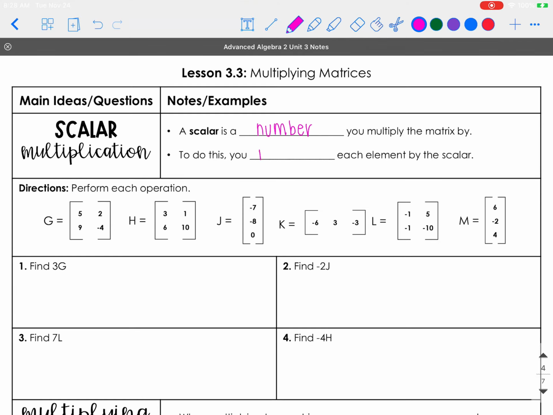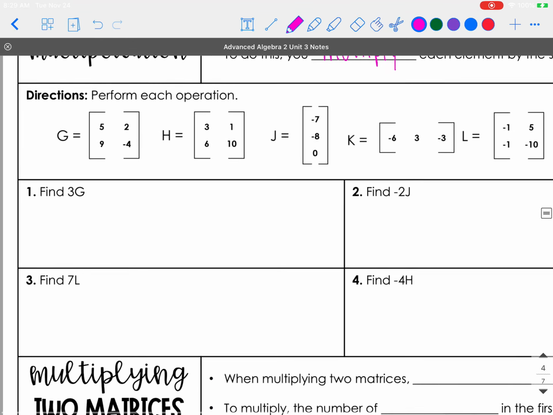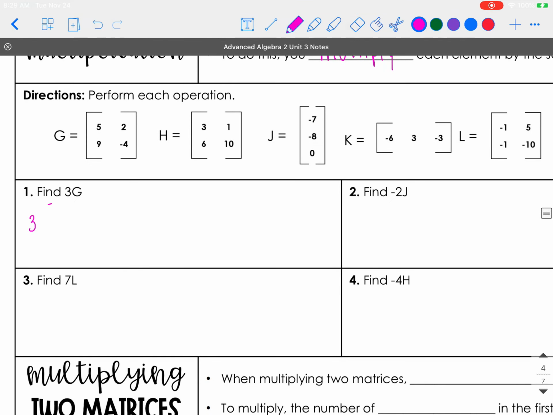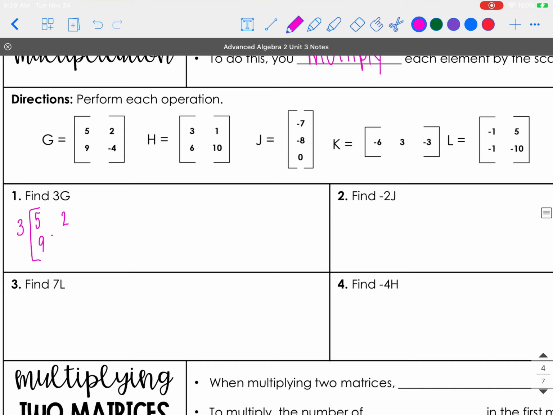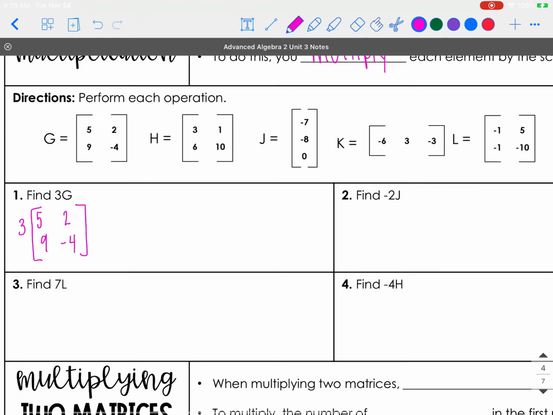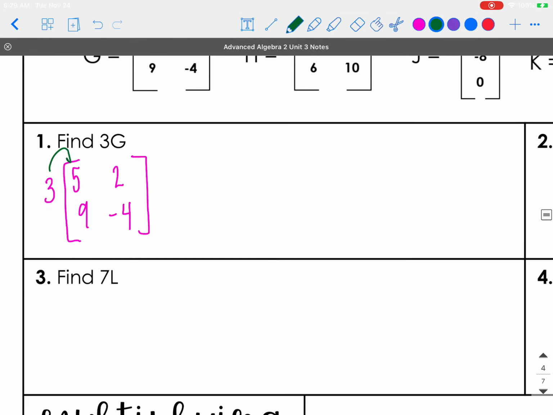And in order to do this, you multiply each element by the scalar. It's almost like distributing. You learned to distribute in Algebra 1 and before. Same concept. So, for example, number 1, if we're doing 3G, we have the matrix 5, 2, 9, -4. So all we're doing is distributing this 3 to every element, and we're multiplying every element by 3.